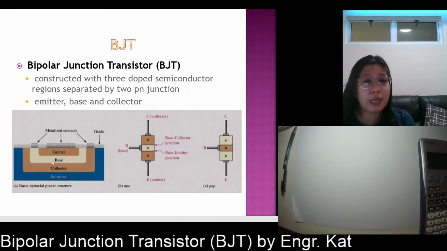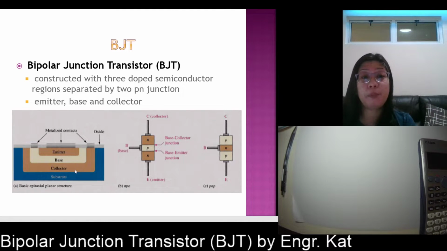This figure here shows the basic epitaxial planar structure. So how are we going to create our BJT? It starts with the substrate, and then we have the first doped region, which is the collector, and then we have the base, and then we have the emitter. As you can see, although the base, the emitter, and the collector are made up of the same material, their doping differs.